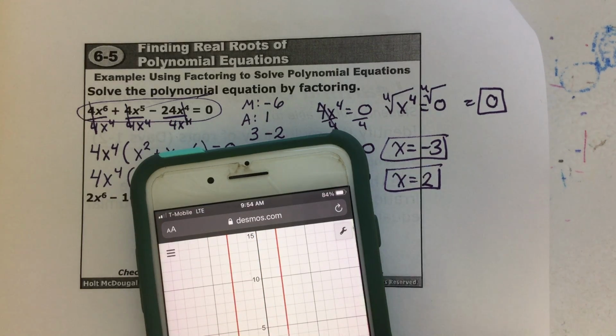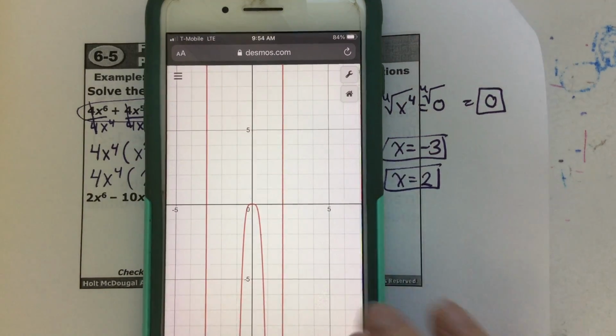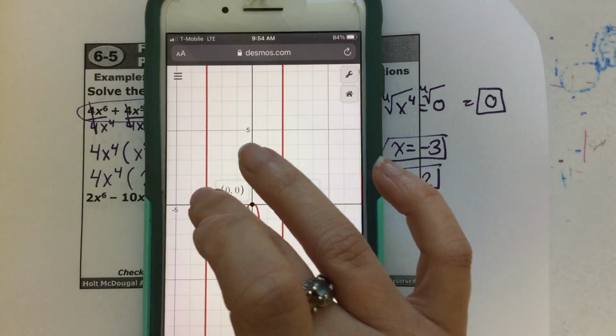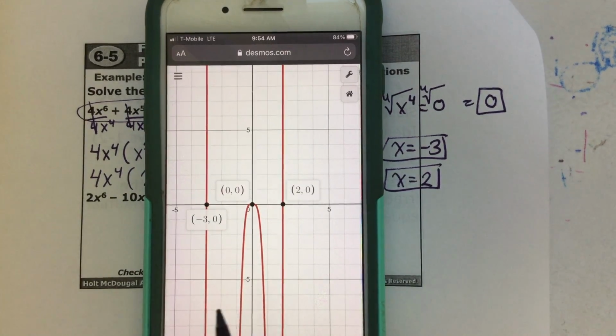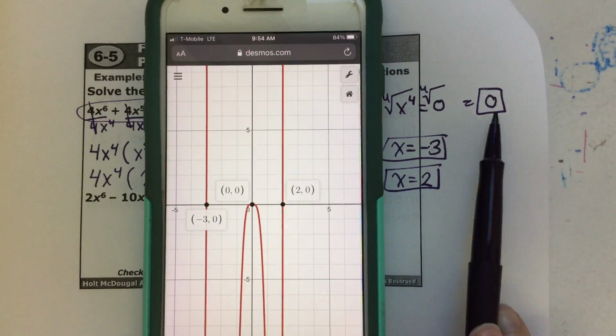Here is my graph. Now what I want to do is I'm just looking at the zeros, okay? So if I go ahead and I tap, I can see the zeros. We should have our solutions at negative 3. Yep, we have a negative 3. 0. Yep.